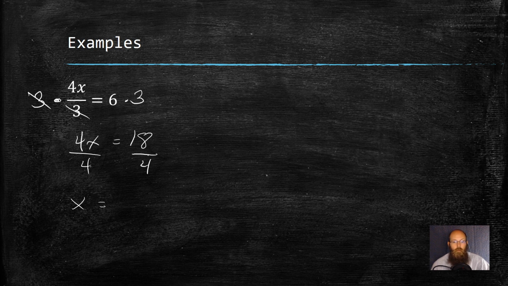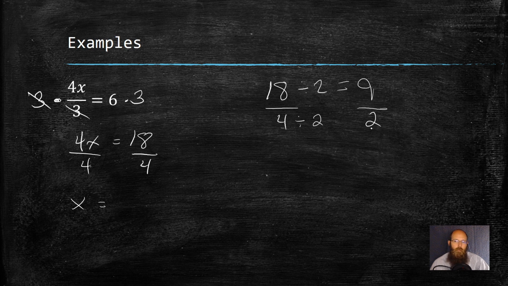I have x equals 18 over 4. 18 does not divide by 4 evenly, but I can simplify this a little bit. I can simplify or cancel or reduce, however you want to say it, both of those things by a 2. So I'm going to divide my top by 2, and I'm going to divide my bottom by 2. 18 divided by 2 gets me 9. 4 divided by 2 gets me 2.